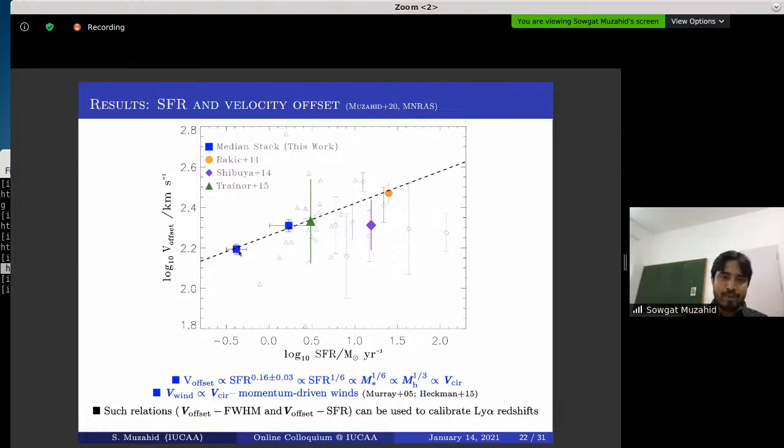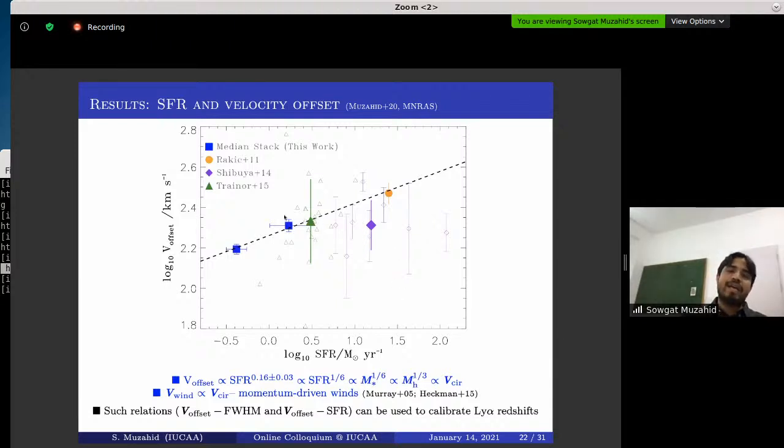So these blue points are our own points. And this point is from Oliveira Rakic in 2011. So they did a similar experiment, but for more massive galaxies at redshift 2.3. They studied the Lyman break galaxies using the Keck Baryonic Structure Survey, KBSS survey. And it seems like the velocity offset is increasing with star formation rate.